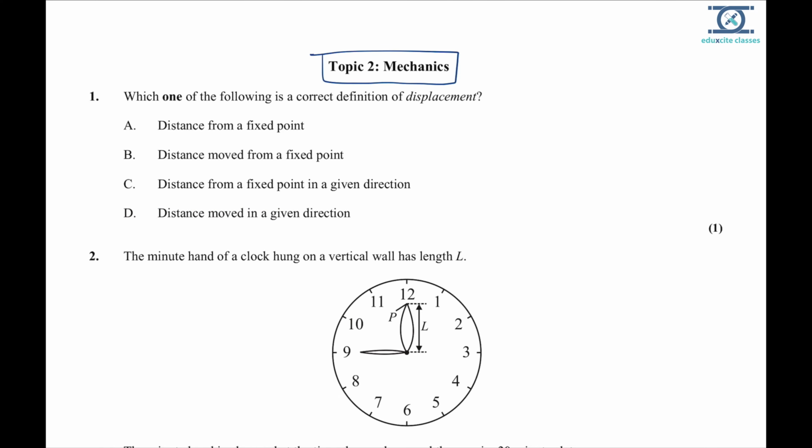Okay, so starting with the very first question, which one of the following is a correct definition of displacement? Now we know that displacement is nothing but the shortest path between your initial position and your final position, or you can say a distance traveled in a given direction. So it's a direct answer. Option D is the right answer. Sorry, option C, distance from a fixed point in a given direction.